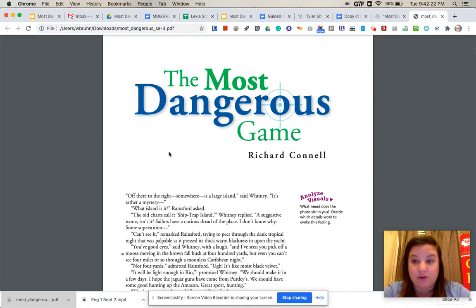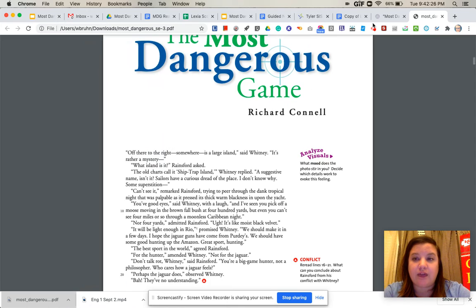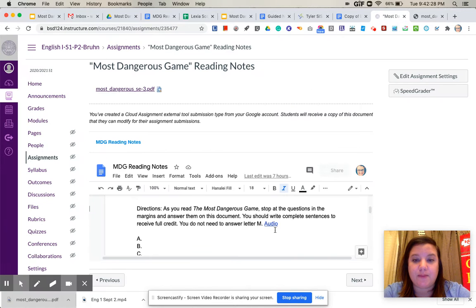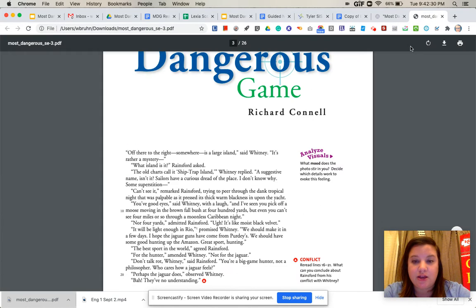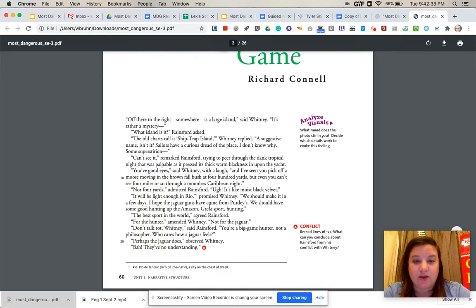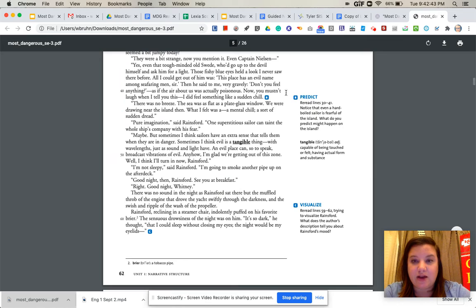A couple things that I want to point out to you before we start. Your directions say to stop at the questions in the margins. So you will see as you're reading that you reach a point where you see a letter, right? So this letter A, and then if you come over into the side, you'll see A and then a question. Same thing as we continue on down. Here's B, here's C, and so on. And you can see they're right there in the text, and you stop and answer those questions.